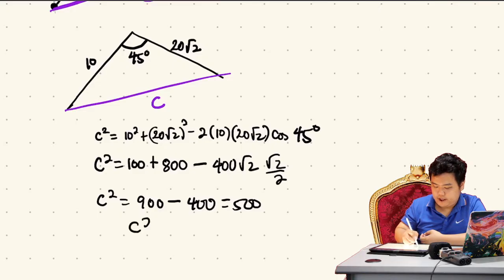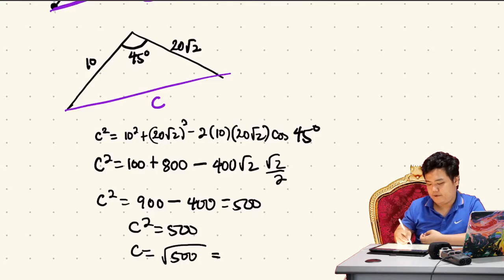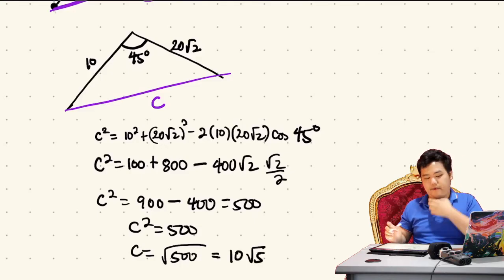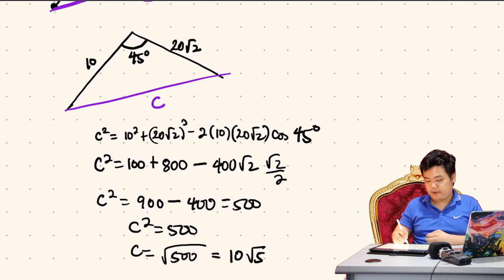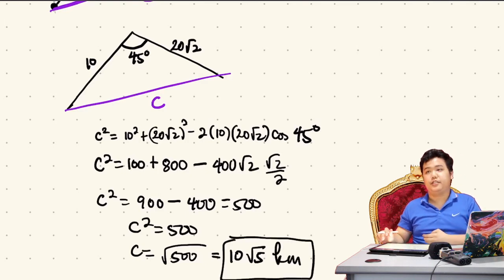So, C square is 500. So, C is square root of 500, or 10 square root of 5. 10 kilometers. So, yun yung distansya niya mula sa origin.